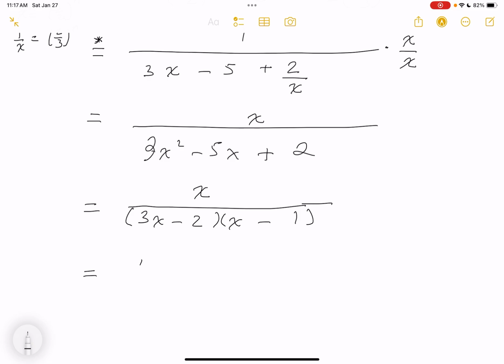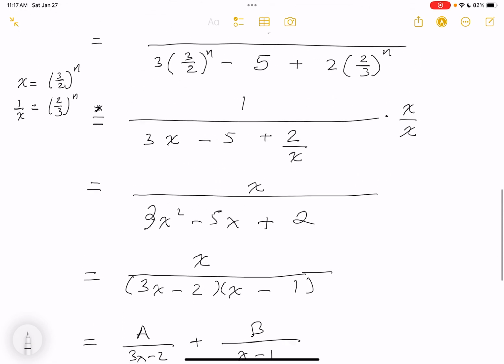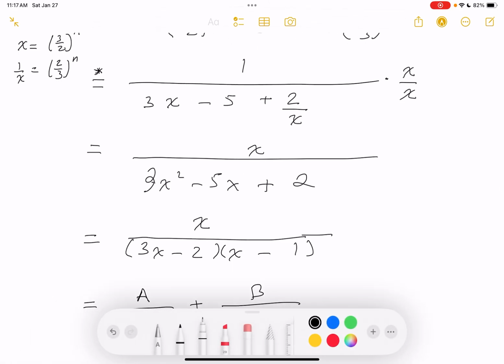I can do that. I'm going to say a over 3x minus 2 plus b over x minus 1. I'm going to clear the fraction. And I want to point out, clearing the fraction is over here. And someone says, what are you clearing? Let me just make sure you understand what I'm doing over here.